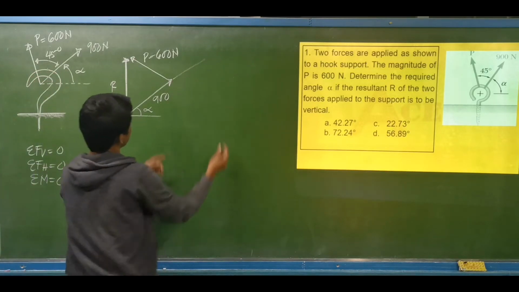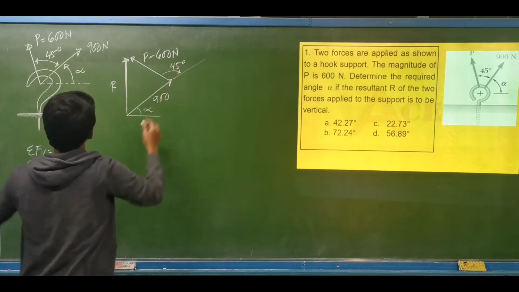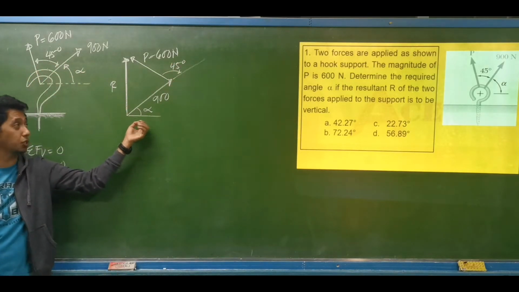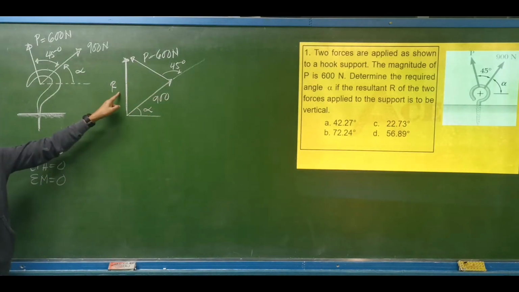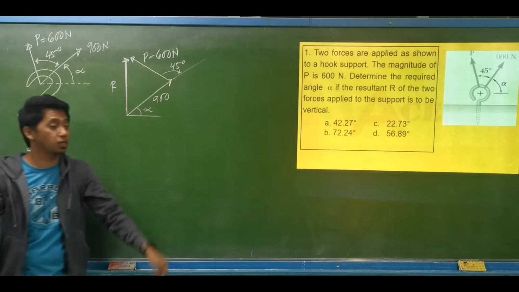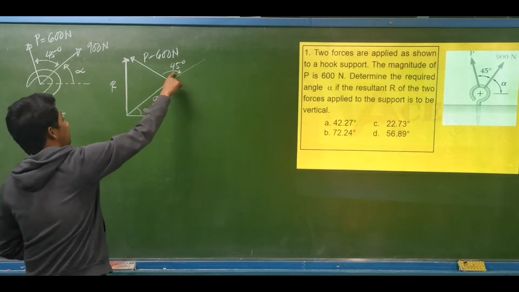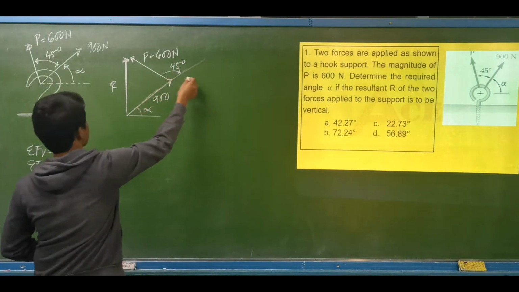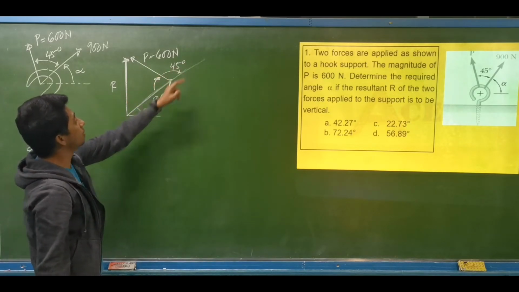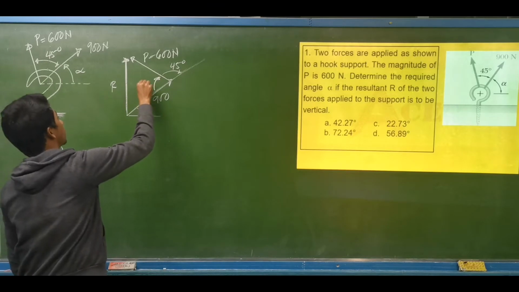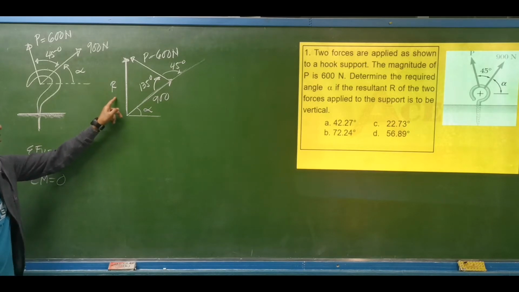If we are to extend this 900 newtons, this angle is the same as the 45 degrees. So this will be the equivalent force triangle of the 900 newtons, 600 newtons P, and the equivalent resultant of the two, which is, according to the problem, it should be vertical. So if this is 45 degrees, this is a straight line. What should be this angle? That will be 180 minus 45 degrees. This is 135 degrees.